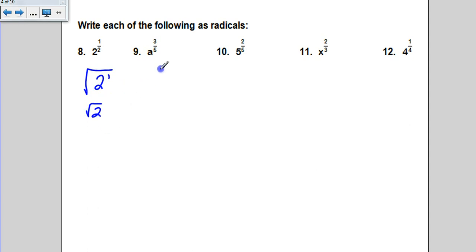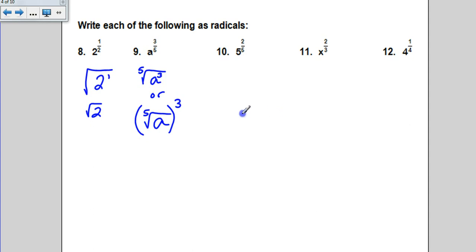Let's look at number 9. We've got a, and then we have the 5th root, a to the 3rd power. Now, there's another way you can write this. Sometimes it would be wiser for us to take the power and put it outside of the radical. So some people choose to write this as the 5th root of a, quantity taken to the 3rd power.